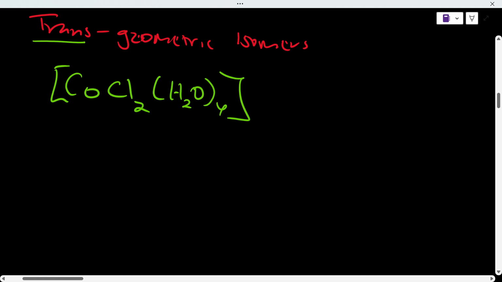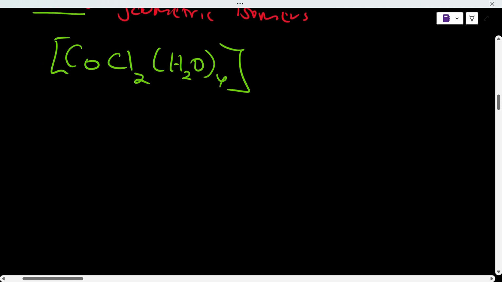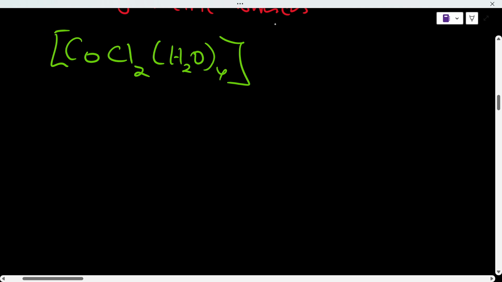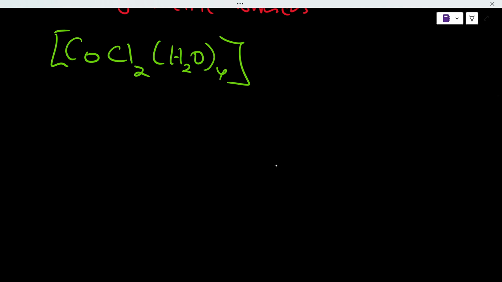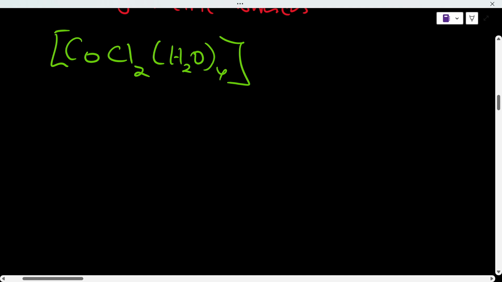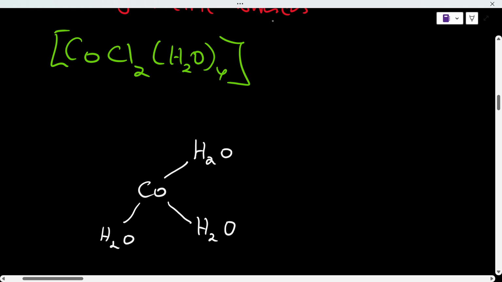Remember, it is still just the same molecule. Now I'm going to draw it. We are going to see how the molecules are displayed in space to show the trans isomerism. Now I'm going to have my cobalt in the middle still, and that given cobalt must be bonded to 4 water molecules: H2O, H2O, H2O, H2O.